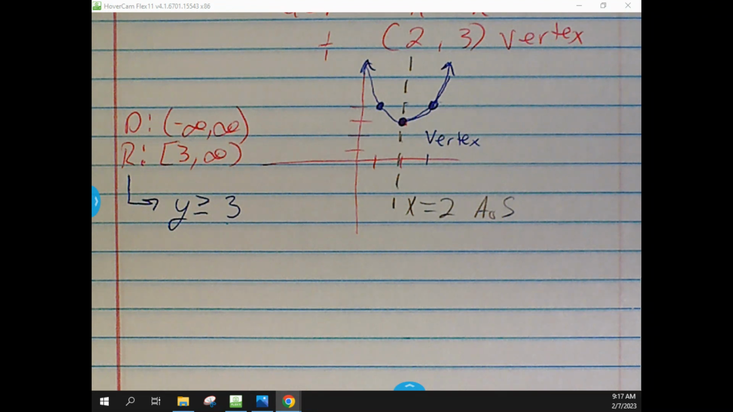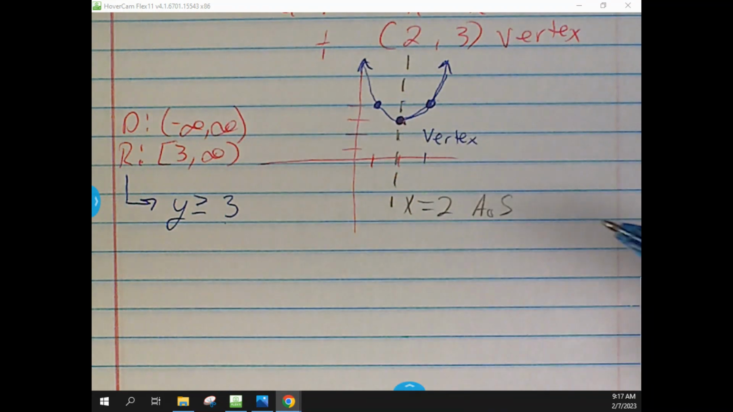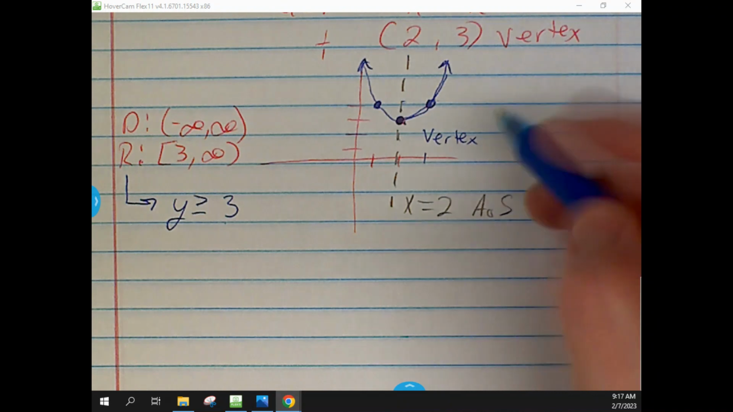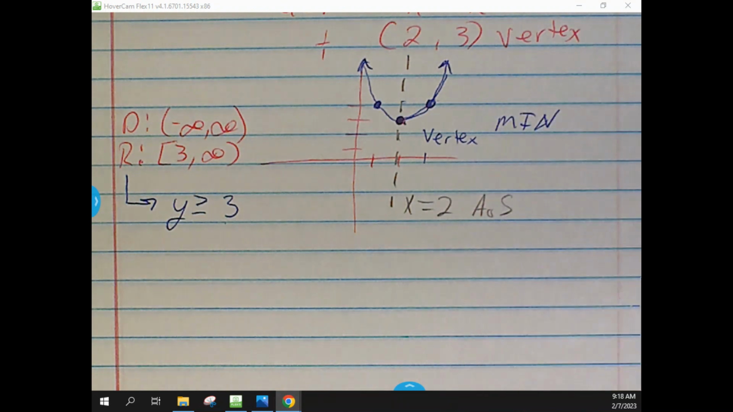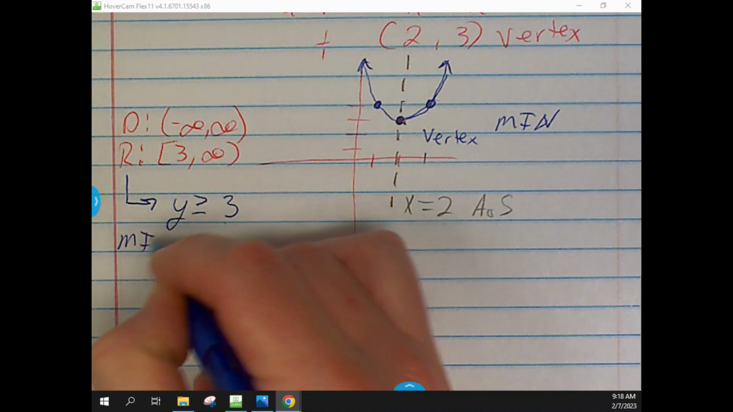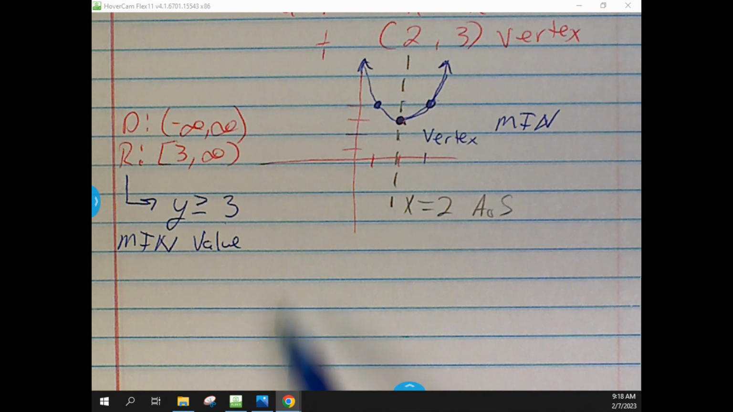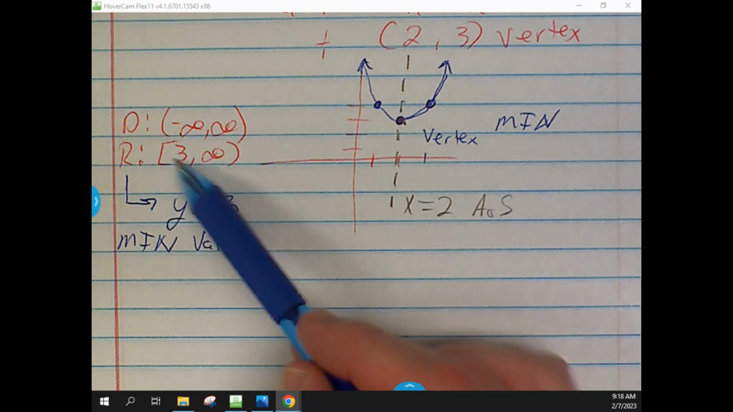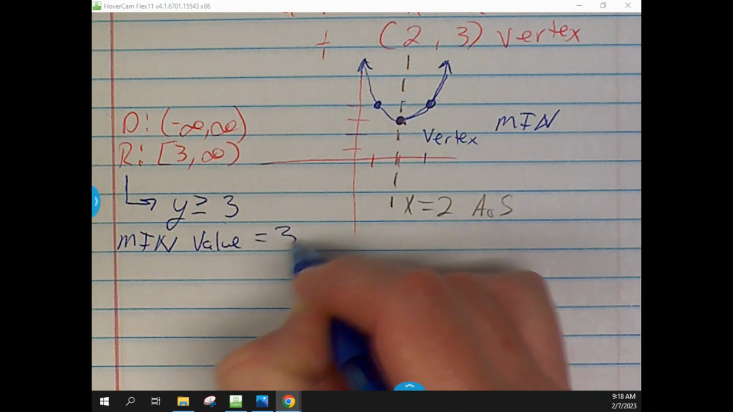All right, let's see what. Oh, we didn't do max or min. Okay, so vertex at the bottom or the top? Vertex at the bottom, that means the vertex is a minimum point. And again, if they ask you for the min value, it's still this exact same number that you're using for your range, which is the same number that's the y value of the vertex. The min value is 3.